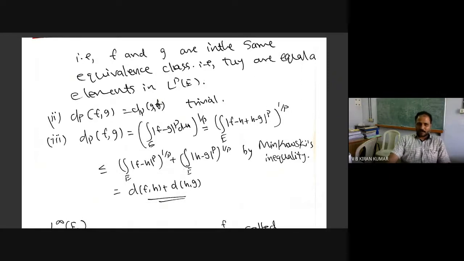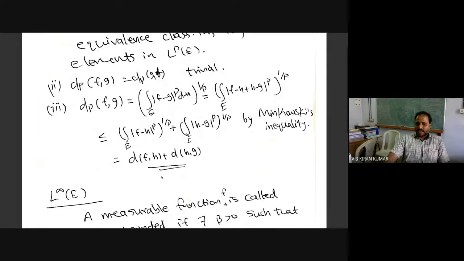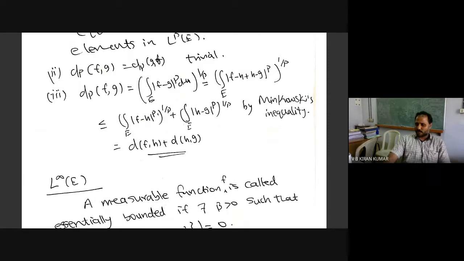Now the third property, this property is easy. d_p(f,g) equal to d_p(g,f) is trivial because we are in the absolute value. Now triangle inequality, how do you prove it? Simply add and subtract h and apply Minkowski's inequality. We already assumed Minkowski's inequality without proof; we stated it. But you apply that, instead of f you have f minus h and instead of g you have g minus h. Simply apply Minkowski's inequality, and you obtain the triangle inequality for this metric. Hence L^p(E) is a metric space with respect to this metric.